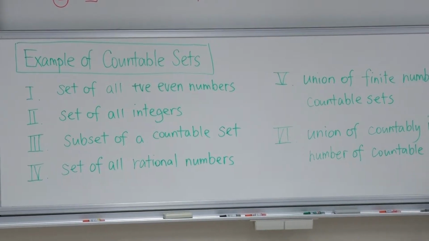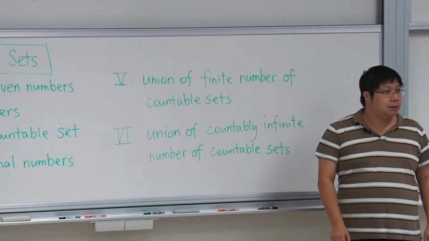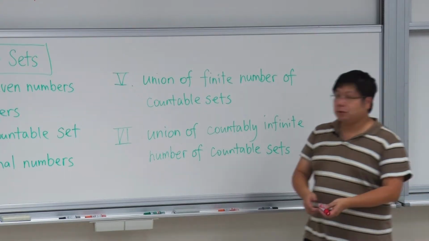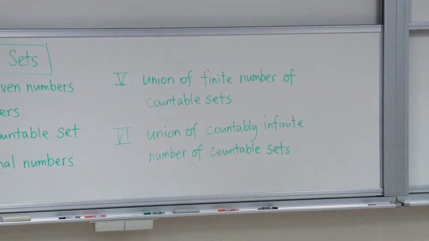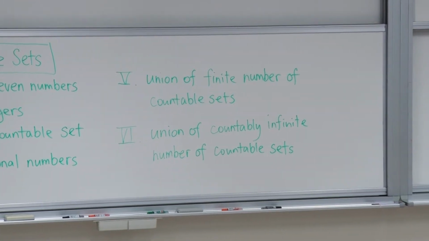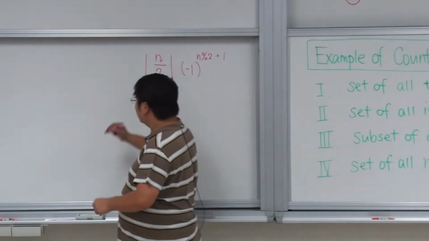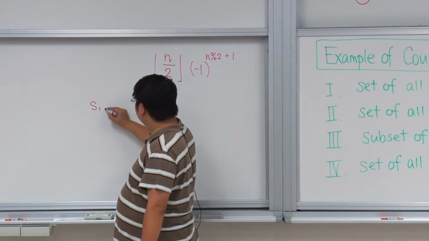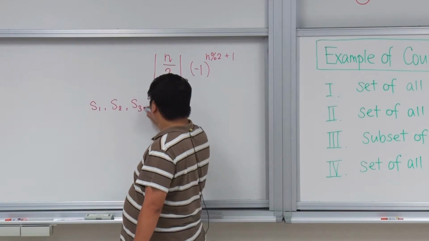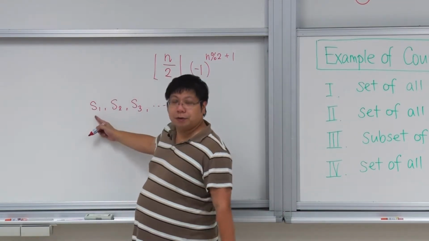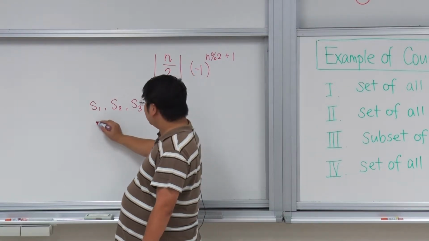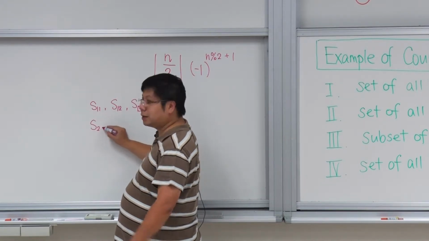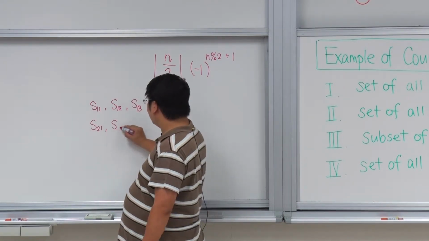If we have a union of a finite number of countable sets, let's say k is equal to 10, then what can we do? So we have 10 countable sets. Let's say the first countable set has items S1, S2, S3. We can list out the first one, the second one, the third one. And then let's say S11, S12, S13. And then the second list, S21, S22.